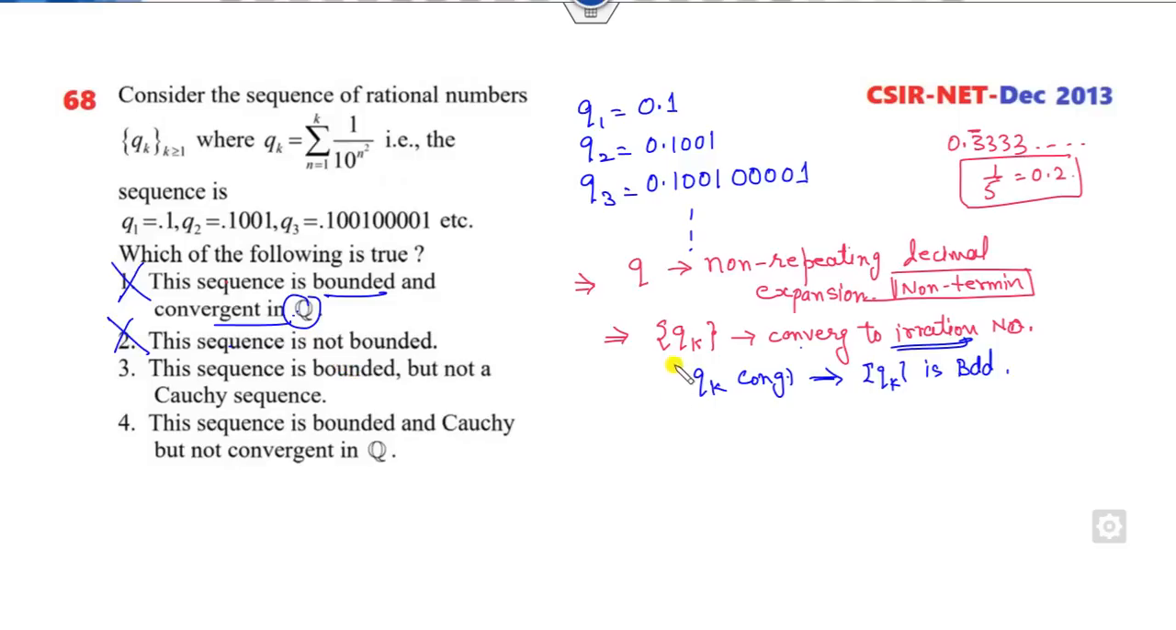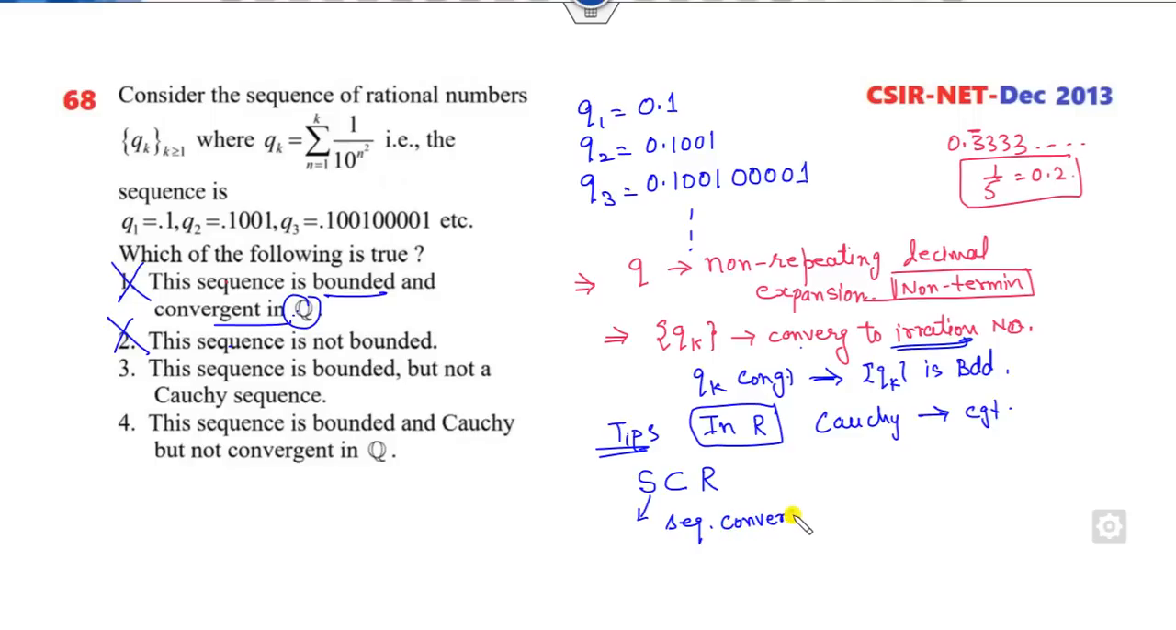Remember, whenever you are working in R, we all know a Cauchy sequence implies a convergent sequence. But if you consider any subset of R, remember any subset of R, and if the sequence in the subset is convergent, then it implies Cauchy. Remember, this result is applicable only for subsets of R, while the converse need not be true. Fine.